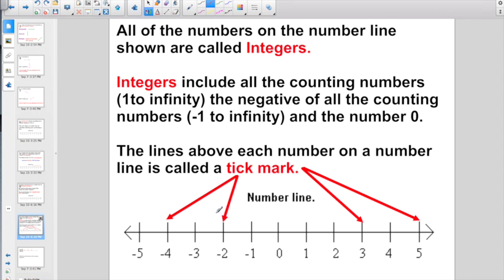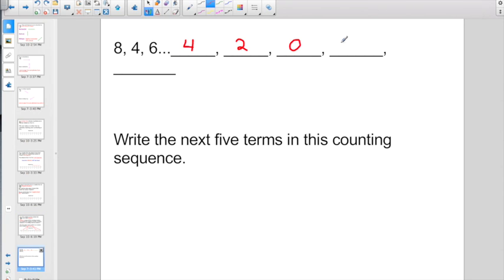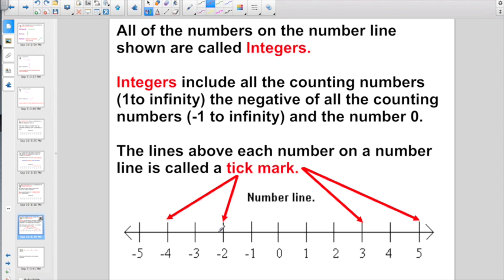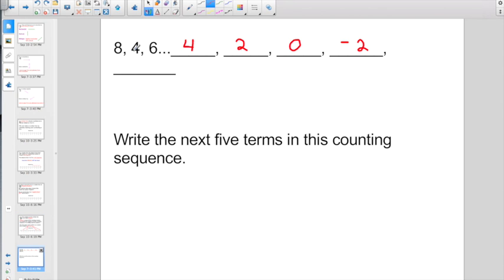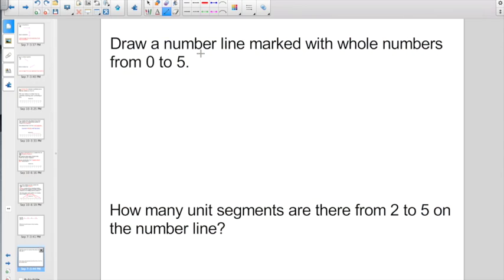What would be the next number after 0? -2, right? And what would be the next number after -2? It would be -4. We live in North Dakota and we have some pretty cold winters, so we should be kind of used to those negative numbers, hopefully, right? So check this out. You're going to be asked problems like this a lot.